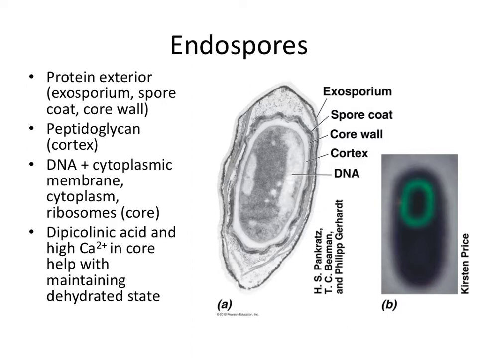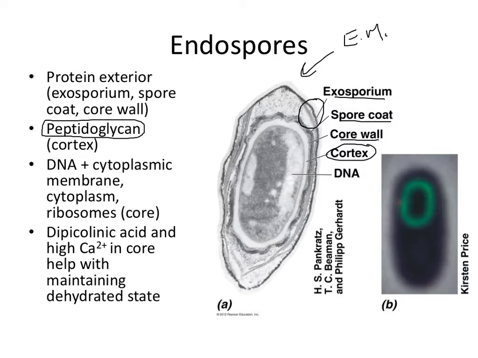So this is a view of an endospore as taken using either fluorescence microscopy over on the right or, to the left, this position here, electron microscopy. There is a protein exterior that includes the exosporium, spore coat, and core wall. All of those structures are protein-based, and you can see that they're very, very thick. So it's a very rigid, highly protective structure. The cortex is made out of the molecule that we discussed in class earlier, peptidoglycan.